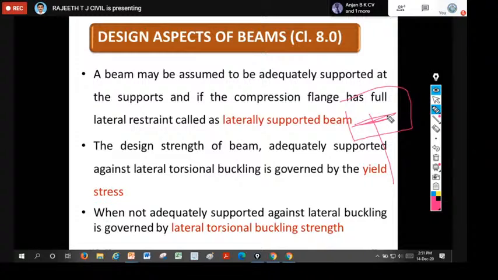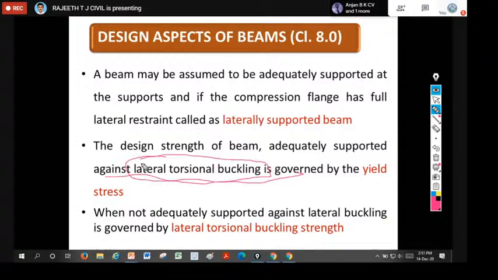If you give restriction to the movement of this compression flange in the horizontal direction, then those beams we call laterally supported beams. When you move on to the design strength of the beam, it is governed by lateral torsional buckling. When not adequately supported, it will fail by lateral torsional buckling. We should check that.